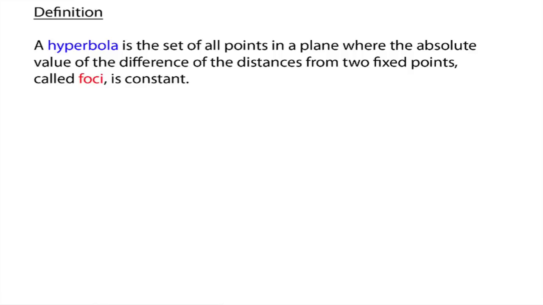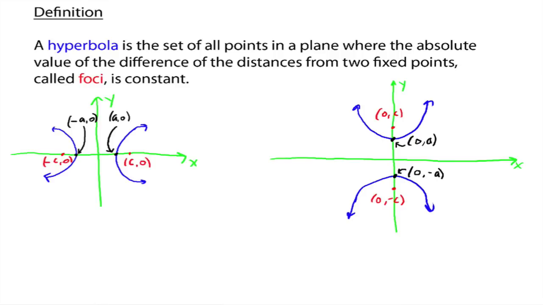All right, so this video is on the conic, the hyperbola. Here's the definition. A hyperbola is the set of all points on a plane where the absolute value of the difference of the distances between two fixed points, and again, these points are going to be called foci, that difference is constant. Graphically, what we've got going is something that looks like this.